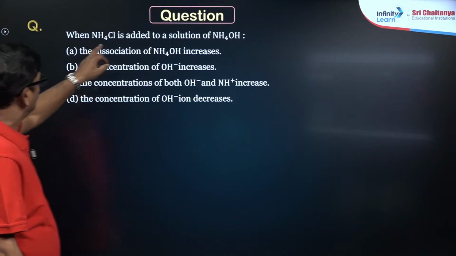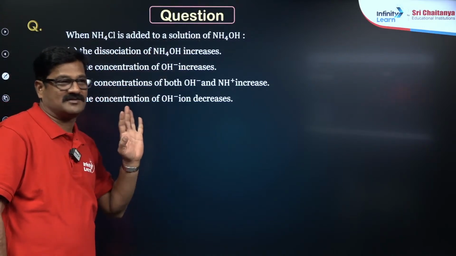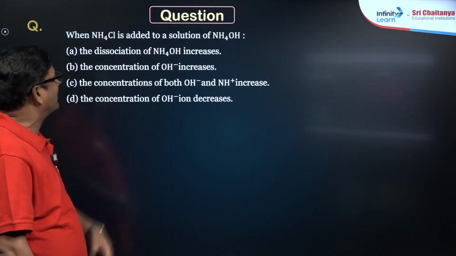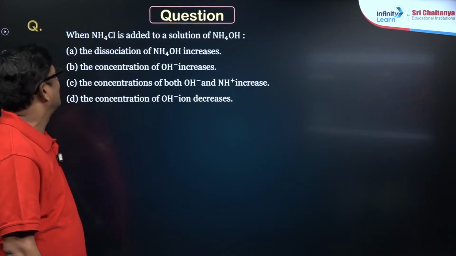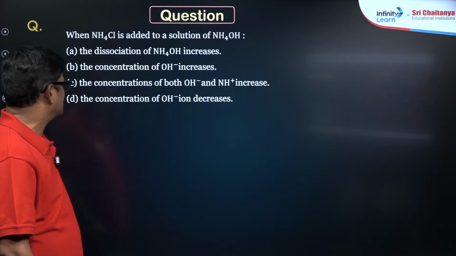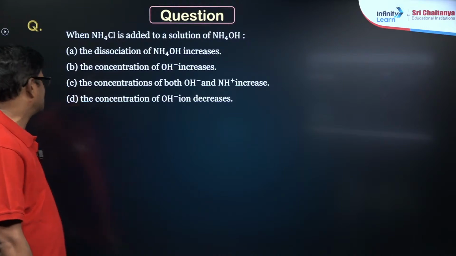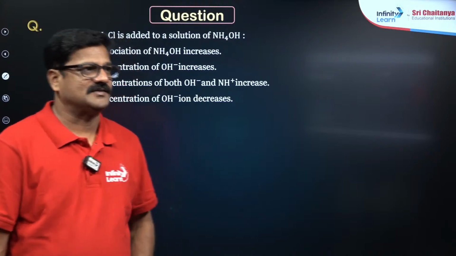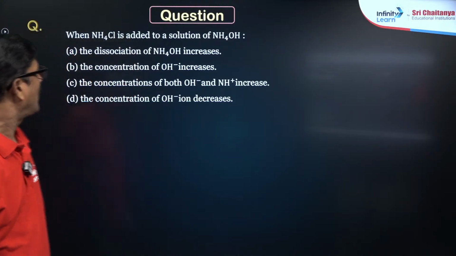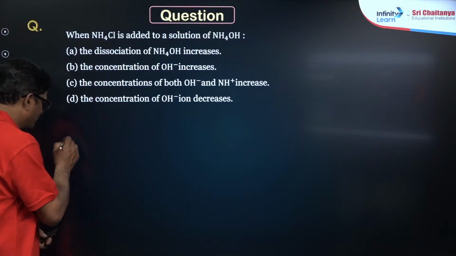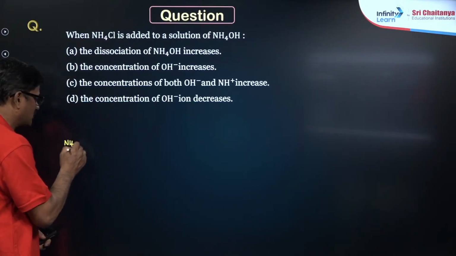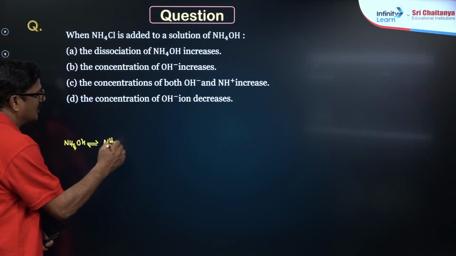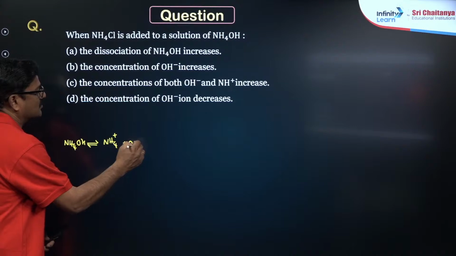So when ammonium chloride is added to a solution of ammonium hydroxide, what will happen? The options are: the dissociation of ammonium hydroxide increases, the concentration of OH minus ion increases, the concentration of both increases, or the concentration of OH minus ion decreases. How to encounter this question? Ammonium hydroxide is a weak electrolyte. Ammonium hydroxide is a weak electrolyte. So it is going to give rise to NH4 plus and OH minus.